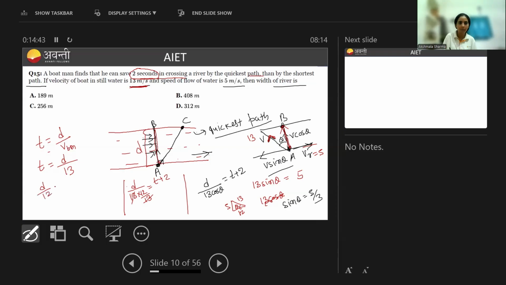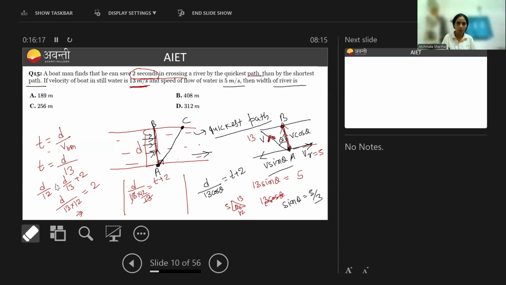Now d by 12 is equal to t plus 2, what value of t can you write? d by 13 plus 2. If we go on to solve this, this will become d by 12 minus d by 13. So this will become d by 13 into 12 is equal to 2. Now we need to solve it. If we go on to solve it, how much will we get? 13 into 12 you need to solve. Kitna aayega answer? So let's calculate it now.